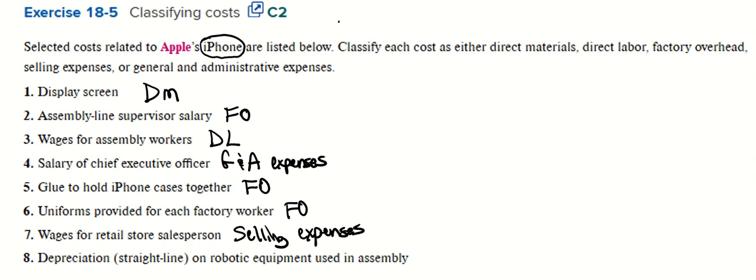And then lastly, number 8, depreciation, straight line, on robotic equipment used in assembly. That's going to be factory overhead, FO. Depreciation on equipment is not directly associated with the production of the iPhone. Depreciation is a non-cash expense that reports the wear and tear on equipment. Since this is robotic equipment used in the factory, in assembly, it is going to be overhead, specifically classified as factory overhead.